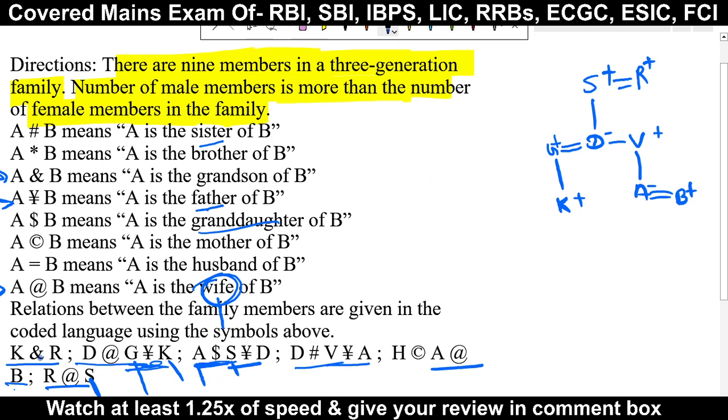Now what is left? These are all done. This is left only. H copyright A. H copyright A means H is mother of A. It means H is wife of V. So this is our final arrangement. I hope you understand.